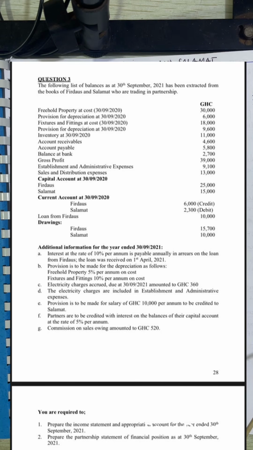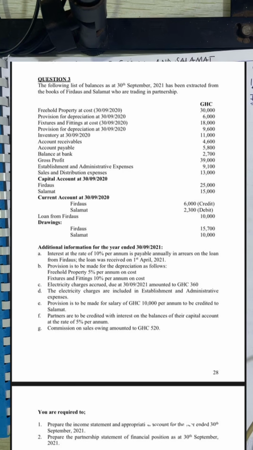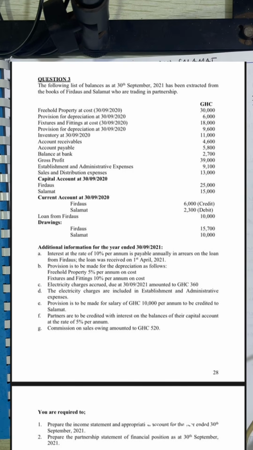The following list of balances as at 30th September 2021 has been extracted from the books of Firdaus and Salamat, who are trading in partnership. Okay, so two people, they are trading in partnership. These are the balances that they've given us.